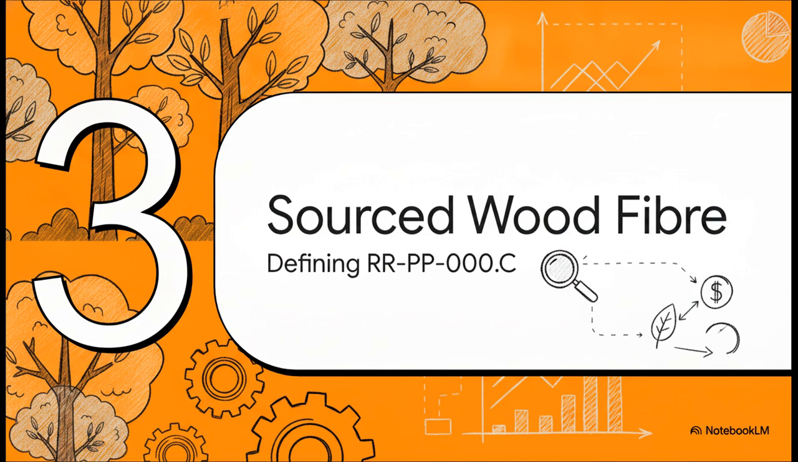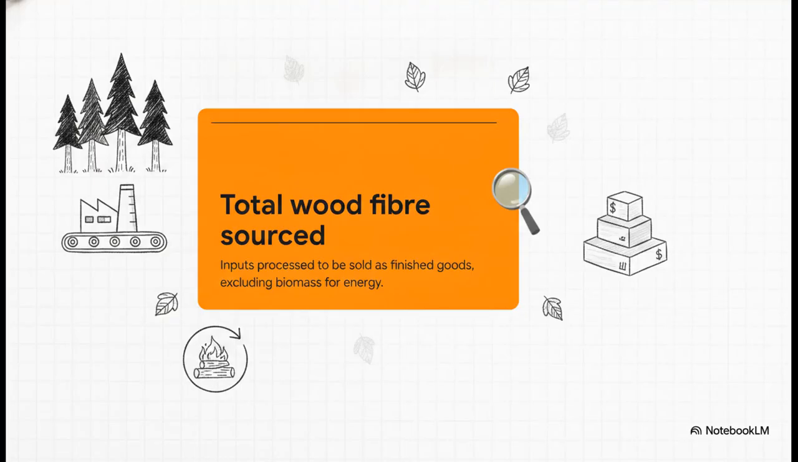Section 3. Defining sourced wood fiber. Now, ESG analysts absolutely love precision, so let's look closely at the definition provided for that third metric, RRPP-000.C. Total wood fiber sourced is defined as all wood fiber-based raw material inputs processed to be sold as a finished good. The accounting rules here are incredibly strict. You can't just throw literally any wood product a company buys into this category. It has to be processed with the specific intent of becoming a sold, finished good.